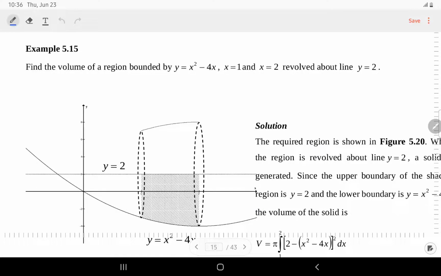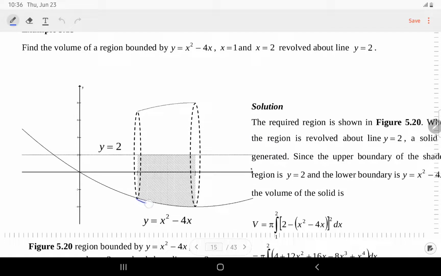Okay, find the volume of a region bounded by curve. This curve. Okay, this curve yang ini lah. Curve yang ni. X equal 1. X equal 1 is right here. X equals 2 right here. And line Y equals 2. So, this is the shaded region. So, shaded region ni kita nak pusingkan 360 darjah.